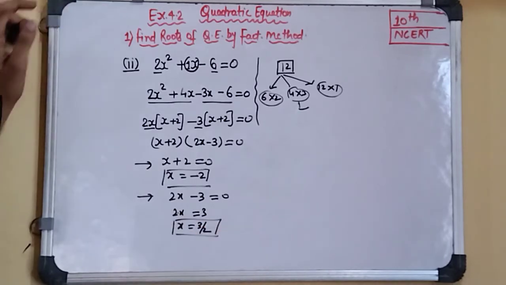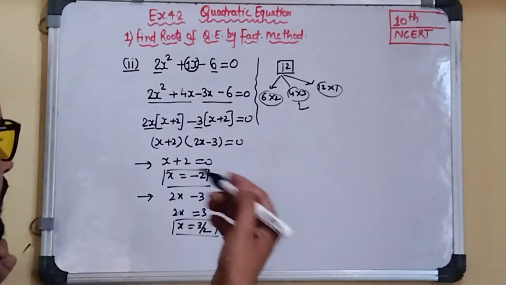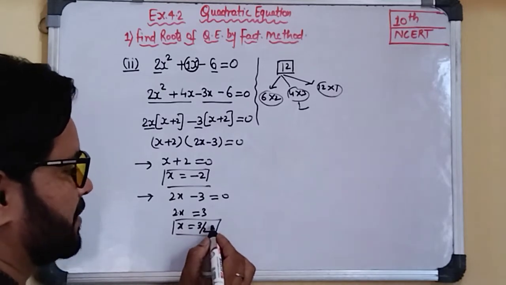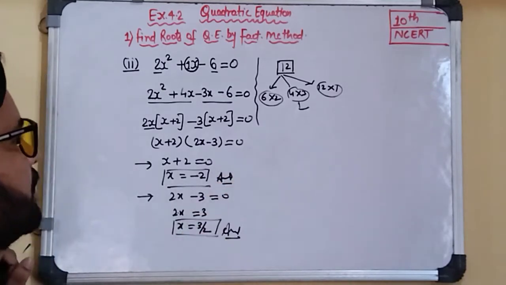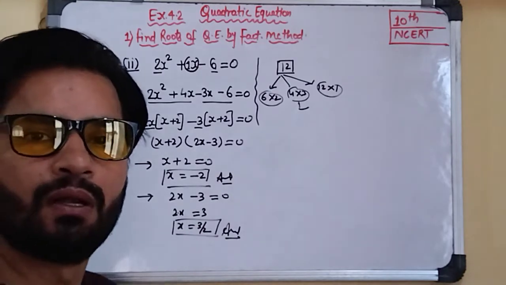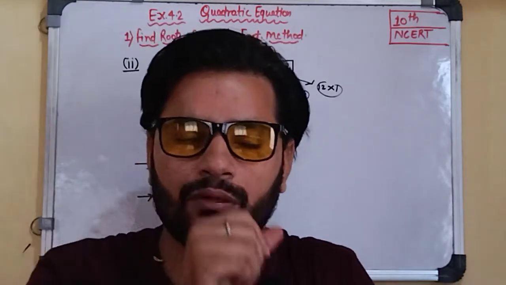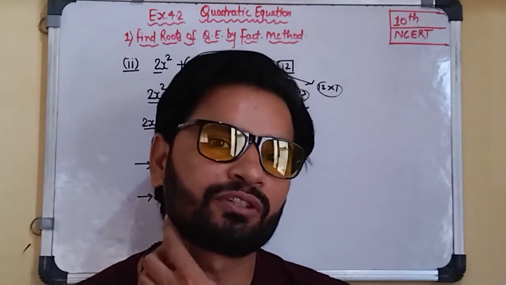Here 2 is in multiplication form. So if this 2 goes to the right side, it becomes division. So these are the roots of the given quadratic equation. Do you understand about this? Okay.